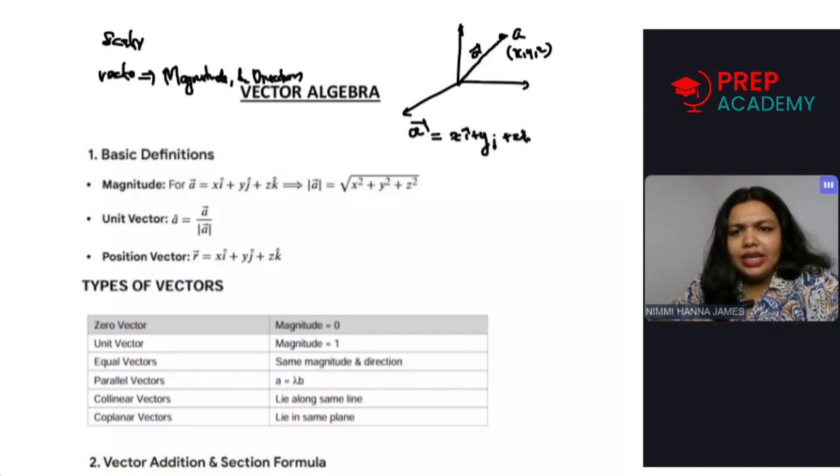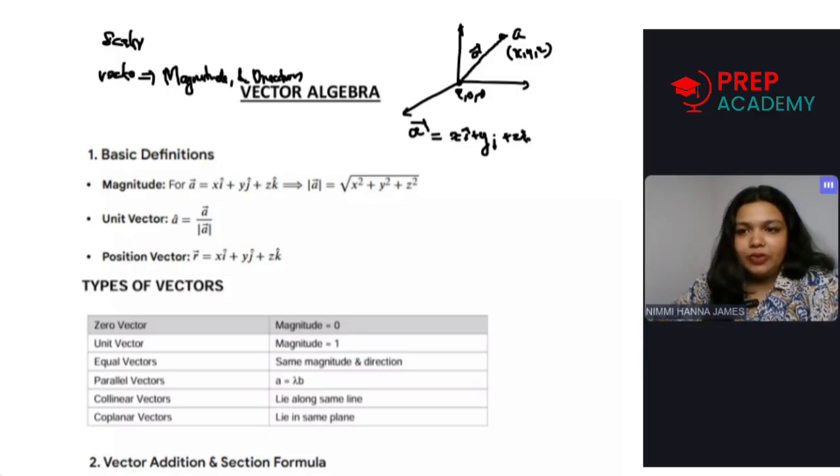How do we get that? Because here the point is xyz and the origin is 0, 0, 0. So x minus 0 i plus y minus 0 j plus z minus 0 k. That's how we got the position vector of A as xi plus yj plus zk. So for any point in space, we can have a position vector that can be represented this way.